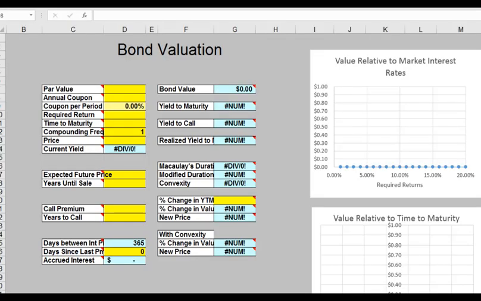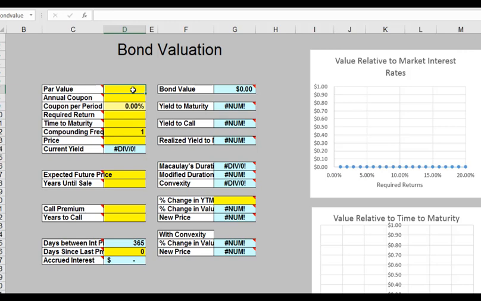In this video, we're going to talk about bond valuation and some of the questions that can be answered utilizing this Excel spreadsheet application. So let's talk in general about the variables. All corporate bonds and government bonds have a par value.